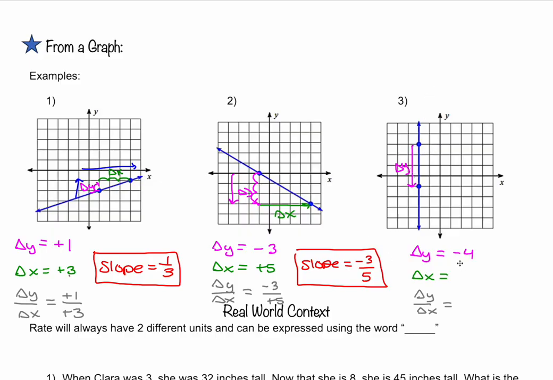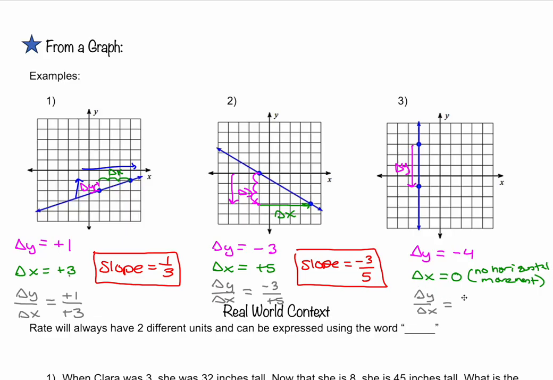So minus 4, because it went from positive and it went down, so that is a negative direction. Then our change in x. To get from this first coordinate to that second coordinate, I did not move left or right. So my change in x would be 0, because there is no horizontal movement. As soon as I went from this first coordinate down, I automatically hit the second coordinate. I did not have to move left or right to reach that final destination.